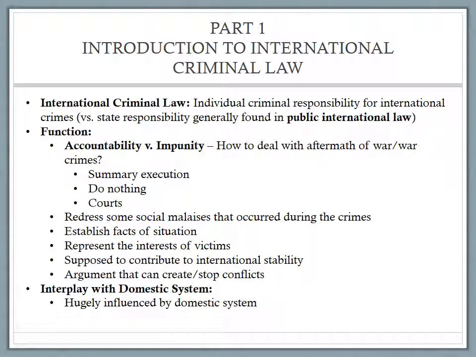Many scholars think that no matter how many criminal tribunals you have or how much criminal law you have, it's not going to stop the conflict, right? Because murder is still illegal and there are still punishments for murder in America, and murder continues to happen. Now, also look at, when we discuss Nuremberg today, the interplay of international criminal law and the domestic system.